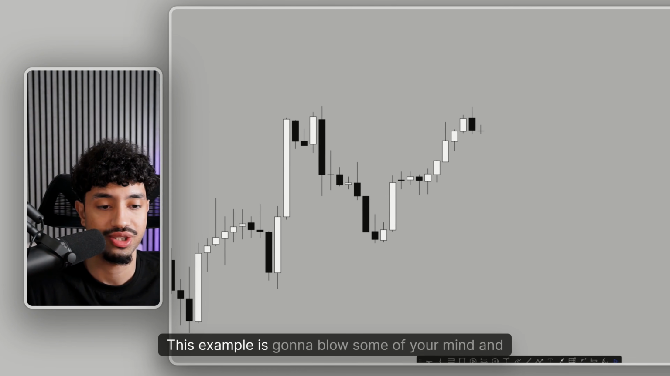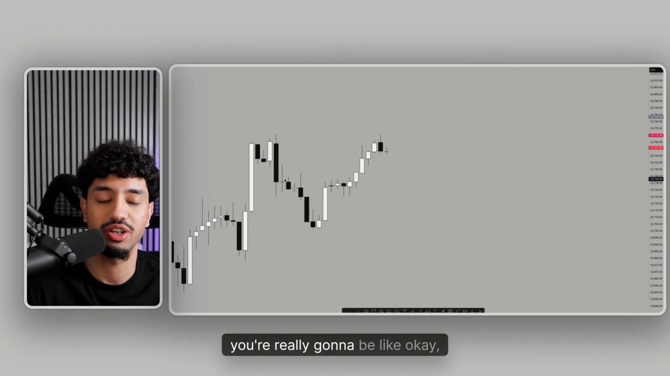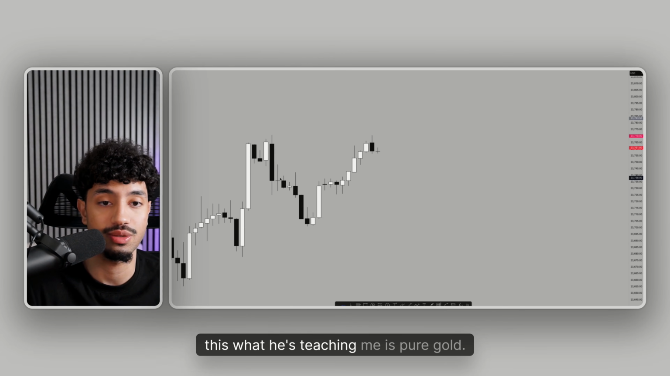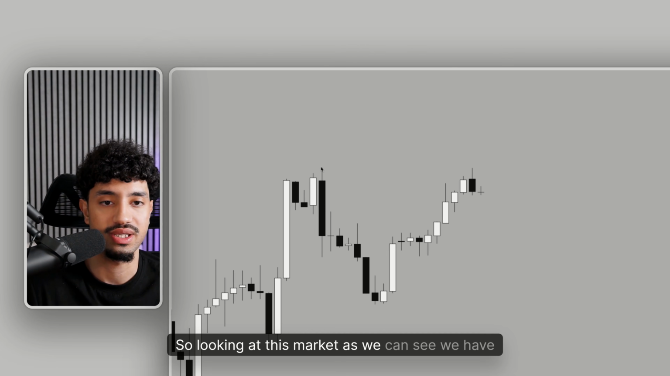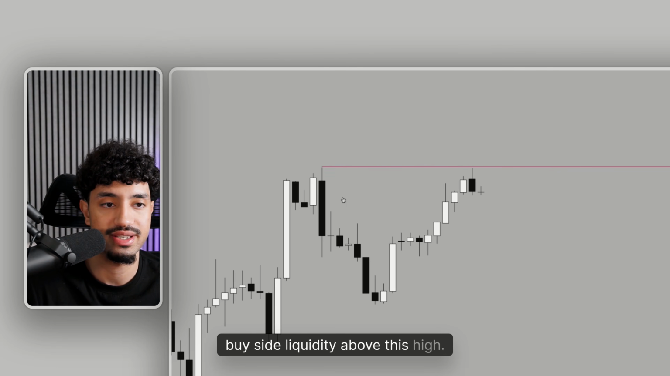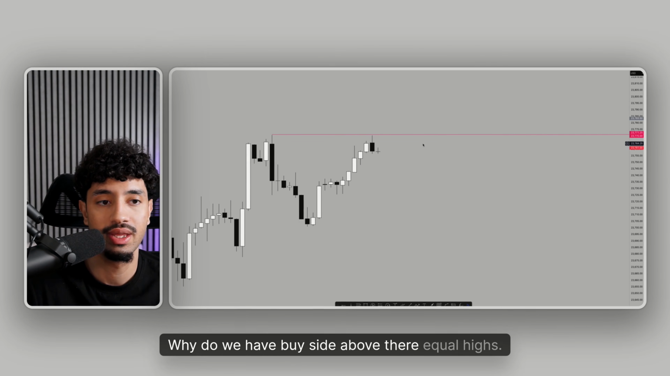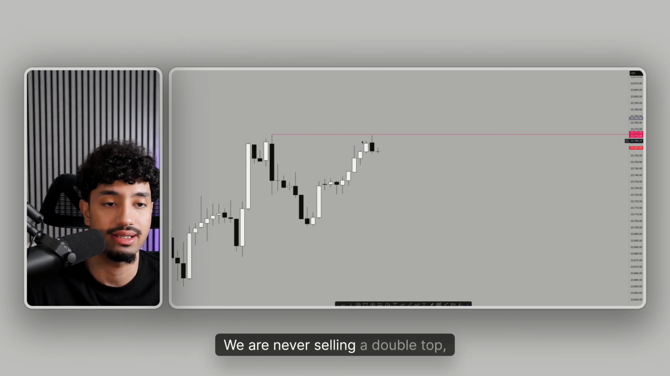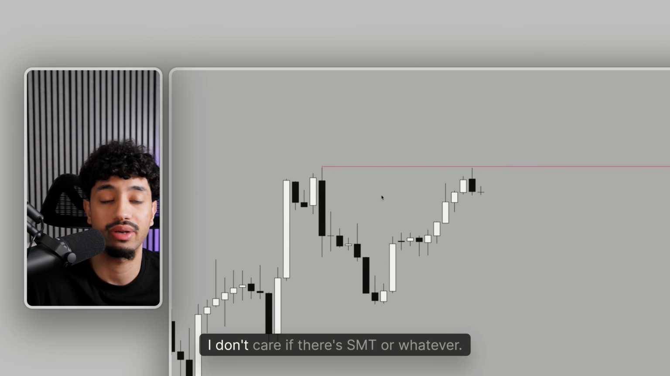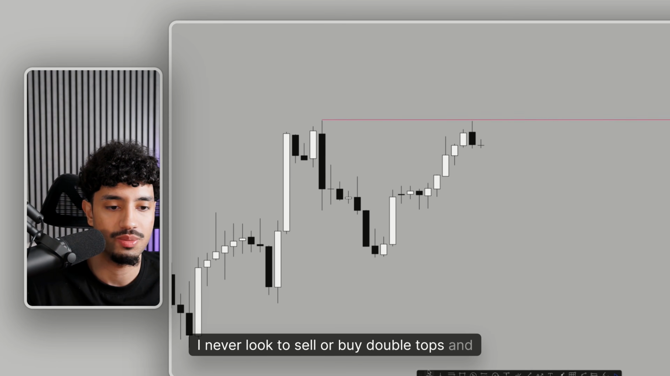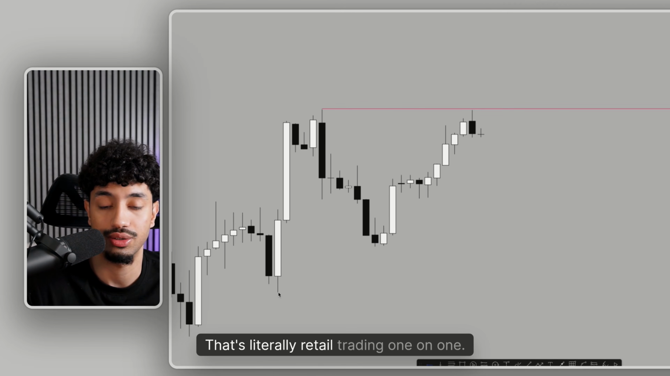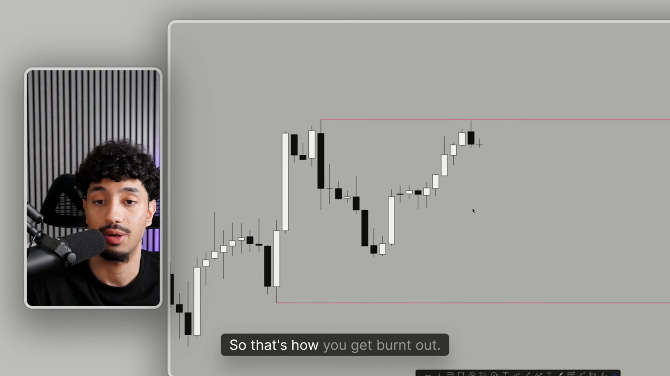Right, this example is going to blow some of your minds, and you're really going to be like, okay, what he's teaching me is pure gold. So looking at this market, as we can see, we have buy side liquidity above this high. Why do we have buy side above there? Equal highs. We are never selling a double top or double bottom. I don't care if there's SMT or whatever. I never look to sell or buy double tops and bottoms. That's literally retail trading 101, so that's how you get burnt out.